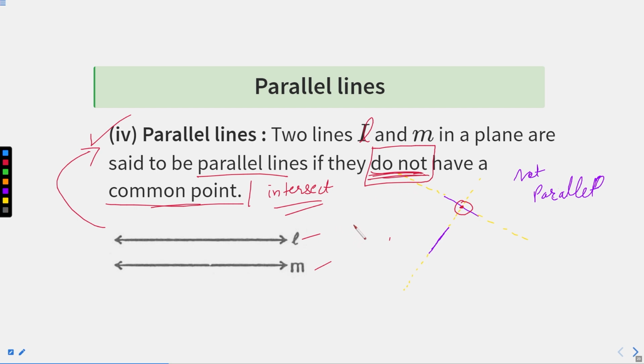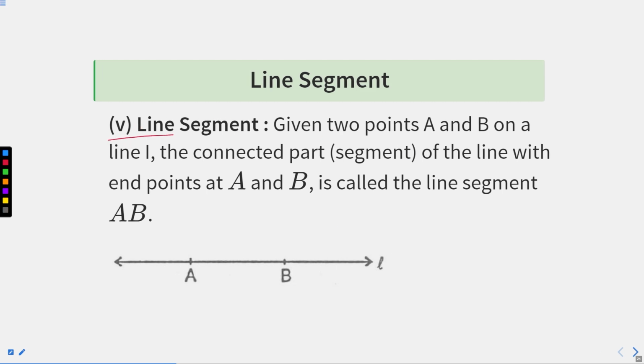Let's move to the next definition. Now the line segment. I am again recalling the definitions for you so that you can recall or memorize them without any difficulty. Okay, so as the name suggests, a line segment is a small part, or a segment, of a line. Segment means a small part. A small part of what? A small part of a line. A small part of a line we call a line segment.